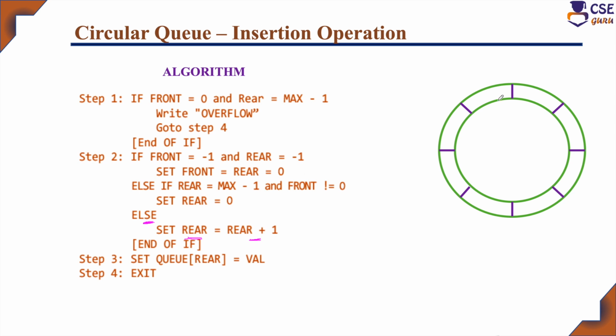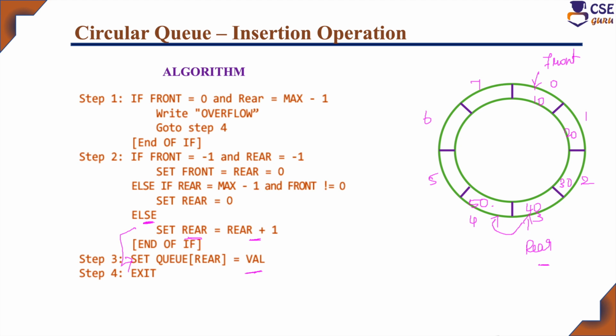Next condition, the else part: rear is equal to rear plus 1. What is the condition? Here 0th memory location, 1, 2, 3 up to 7. Now this is 10, 20, any element you can place, no restrictions at all. This is the front pointer and this is the rear pointer. Now rear is not equal to max minus 1, and front is also at the first position only. In this case, simply increment the rear pointer by 1 and then place the value. Whatever value you want to place, just place the value.